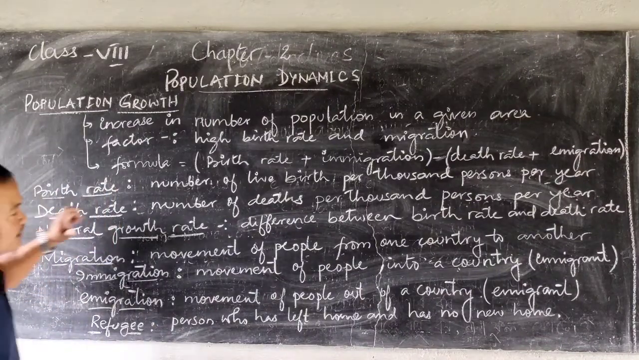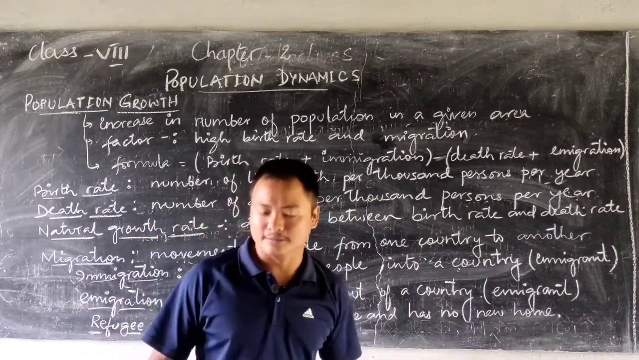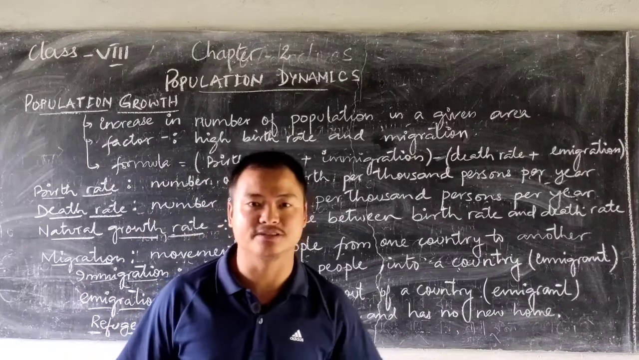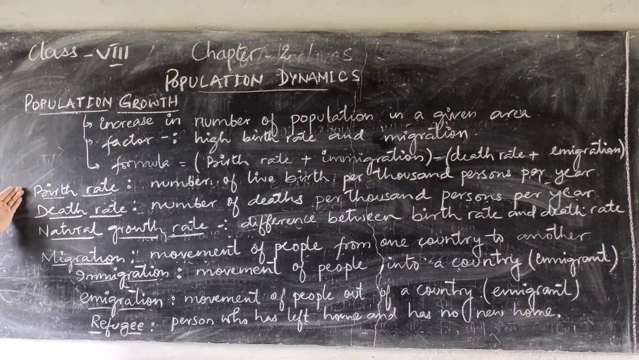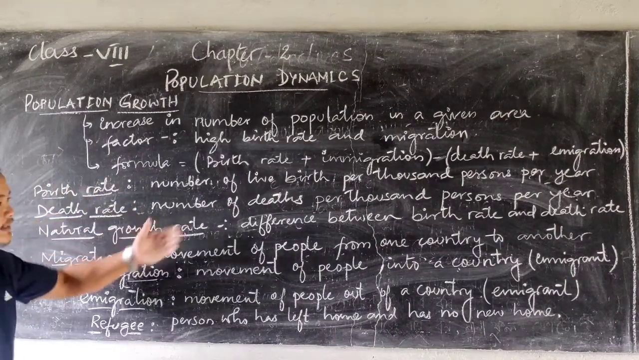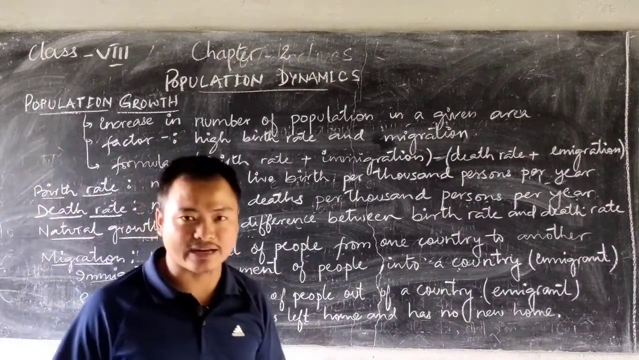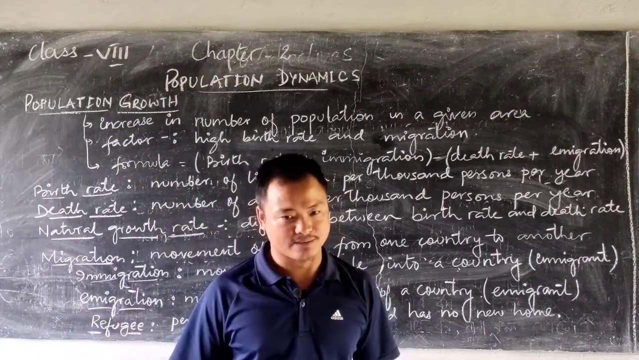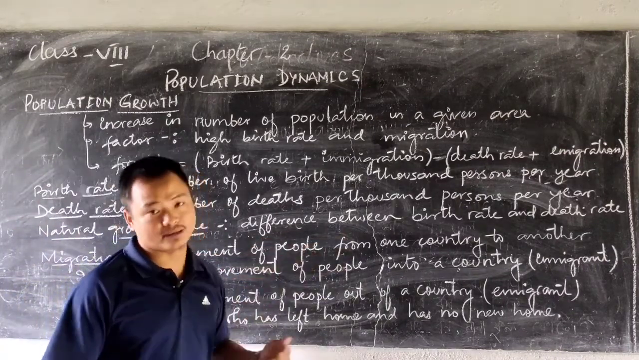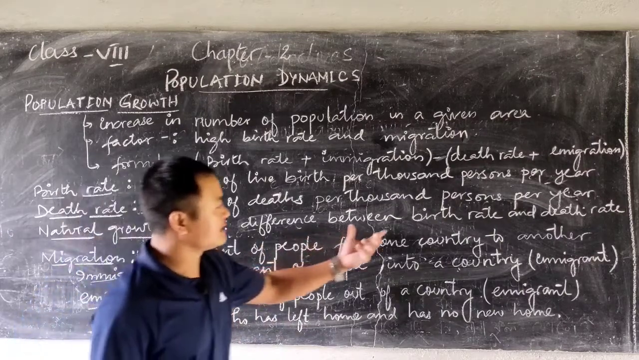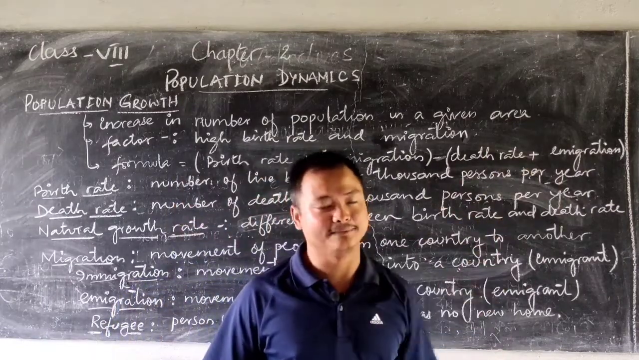While in death rate, what we see is the number of deaths per 1,000 persons per year. It means that in a year, how many people die in terms of thousands is what is calculated as the death rate. Now, when we say birth rate and death rate, the difference between the two gives us the natural growth rate. That means in a place, the birth rate and the death rate affect the population. So if birth rate is high and death rate is low, it is obvious that the natural growth rate is high.